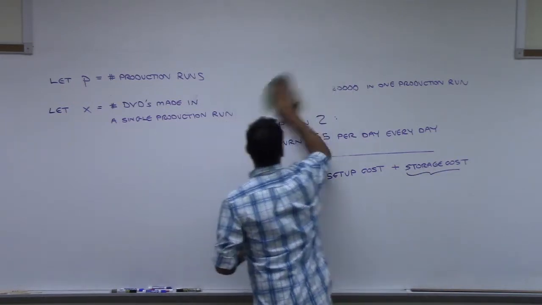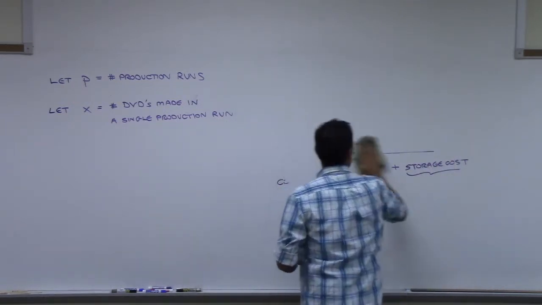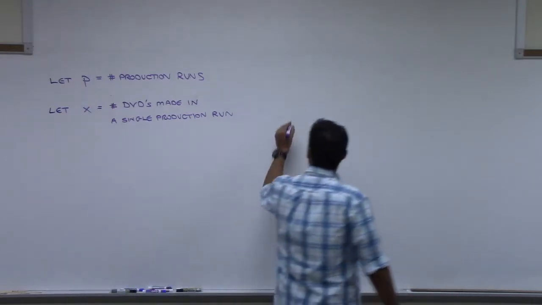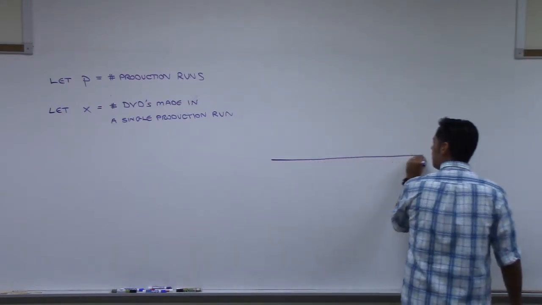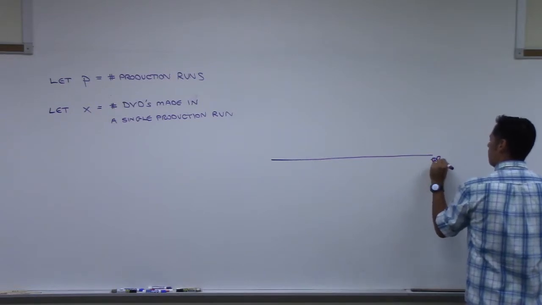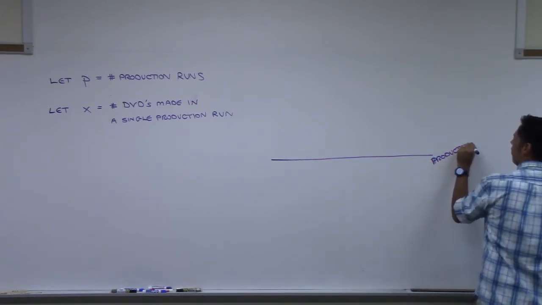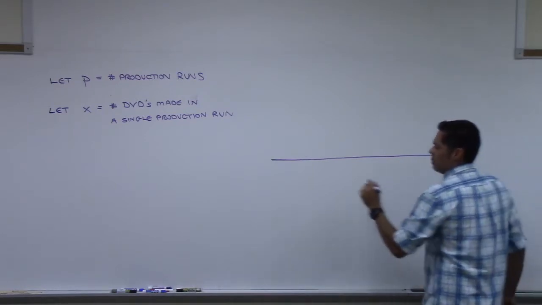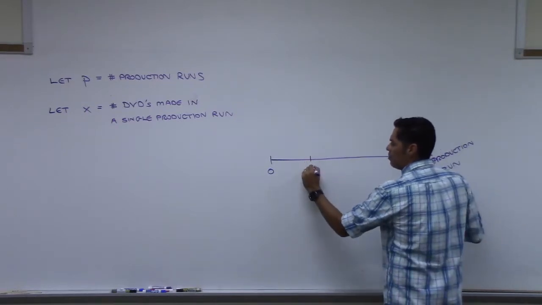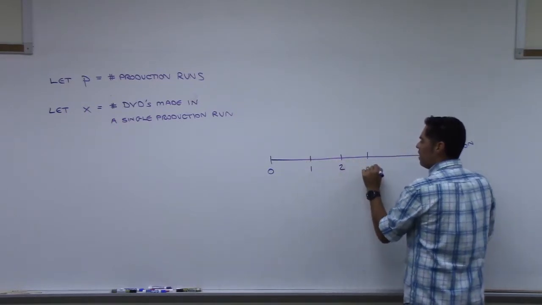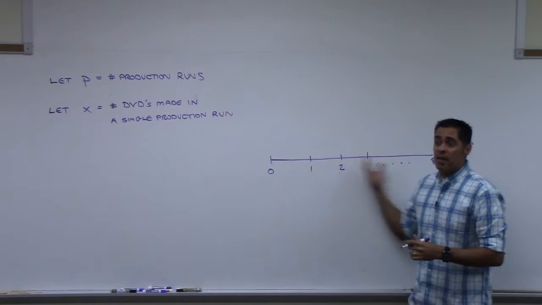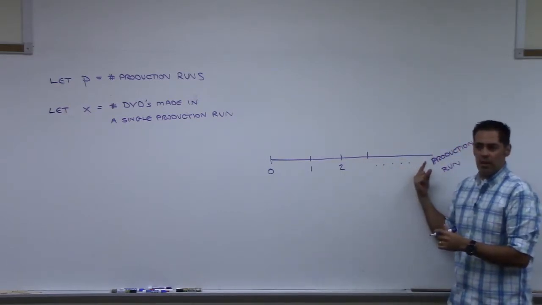All right, so I'm going to draw a quick little graph to help you see what's going to happen next. On this axis, this is going to be the production runs. So watch this. Here's 0 production runs. Let's say I do 1 production run, 2 production runs, and I don't know how many I'm going to have right now. It's 1 or 365, agreed?